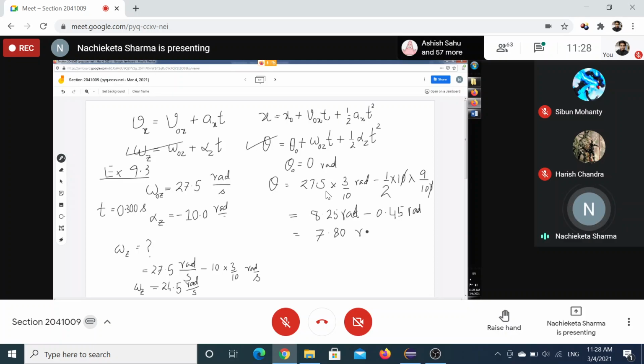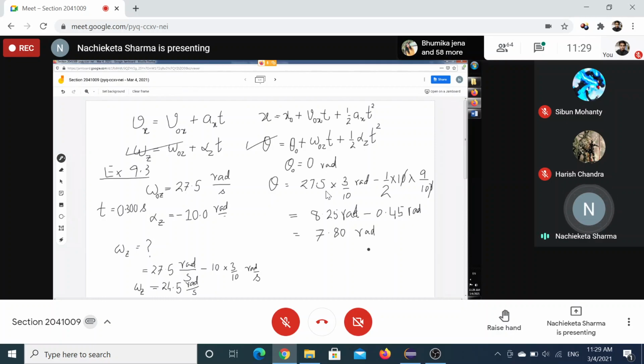This is in radian. If you like, you can convert it into degree. How are you going to convert? Because pi radian corresponds to 180 degree, 1 radian will be 180 by pi. So 7.80 radian is how much, that you have to find out.